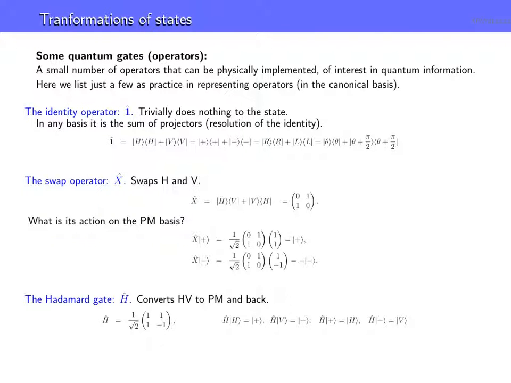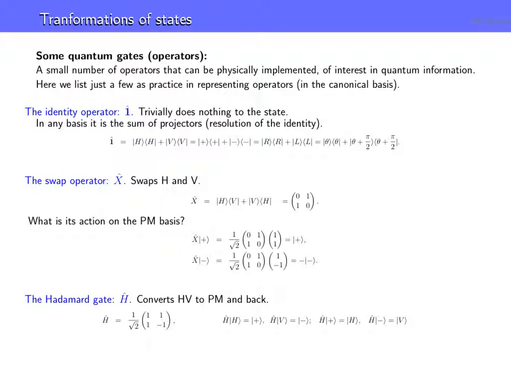It's really easy to do, just some simple multiplying of this with the column vectors that we had before. It takes an H and it returns a plus. It acts on a V and returns a minus. It takes a plus and returns an H, and it takes a minus and returns a V vector. Pretty basic. And this is useful in quantum computing. The Hadamard gate is an extremely well used and often used operator in quantum computing.